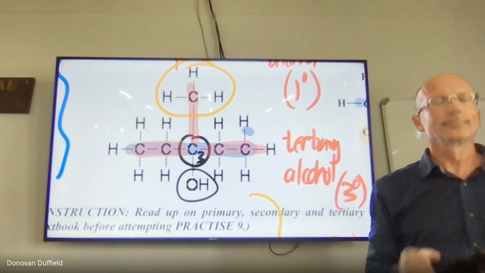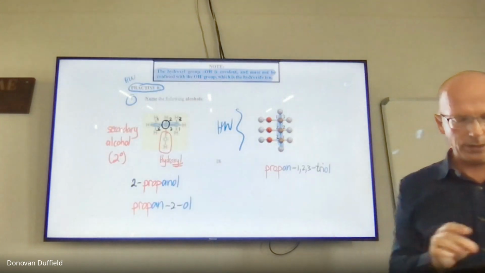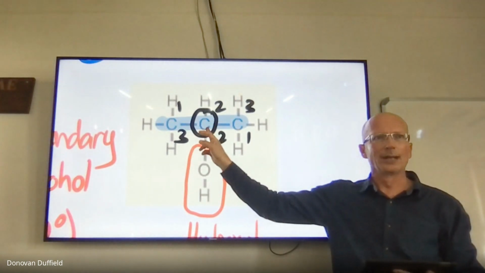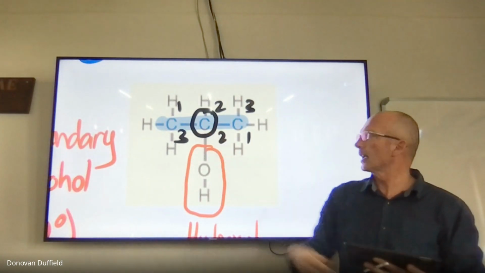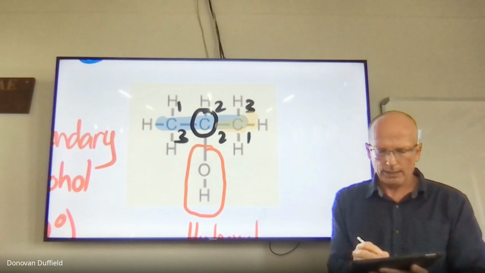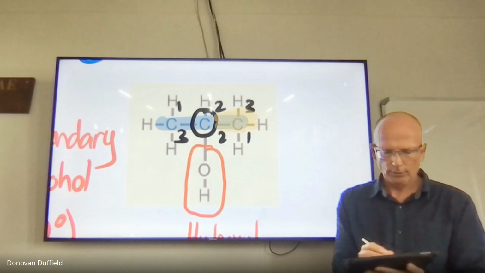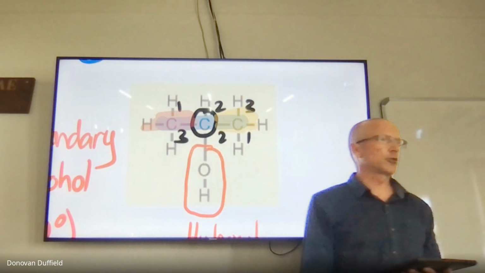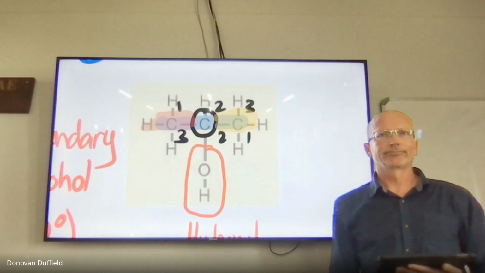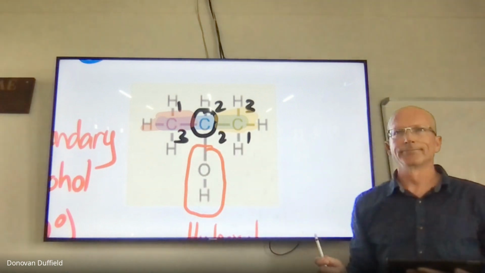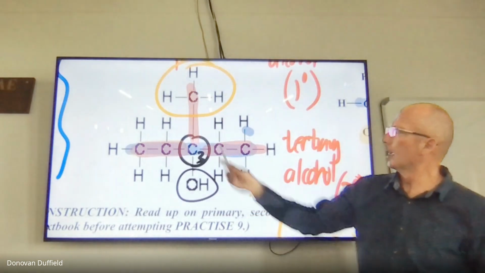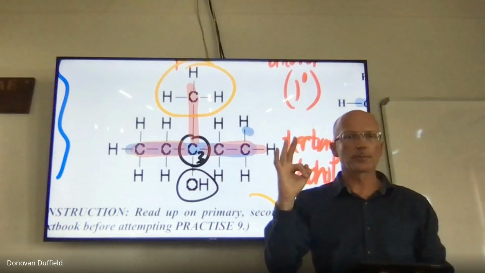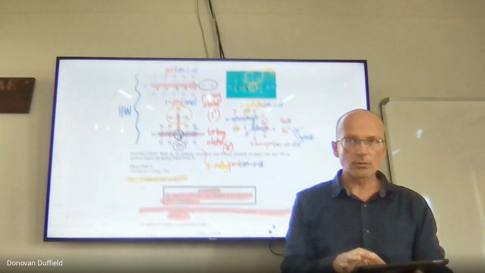If we now go here, can you see that this OH is connected to a carbon, and that carbon has got 1, 2 alkyl branches attached to it? Can you see it's got a methyl and a methyl? Whereas this one has got a methyl, an ethyl, and an ethyl. Got 3 alkyl branches. All right, so that is important to remember.